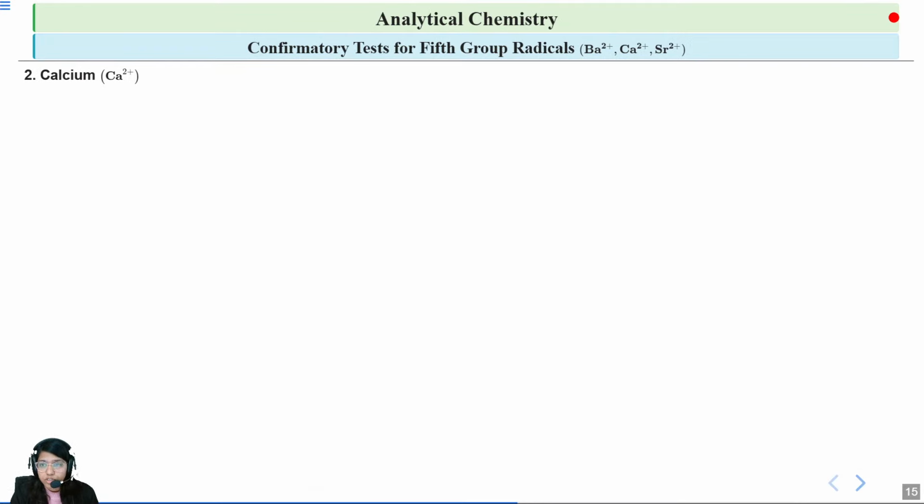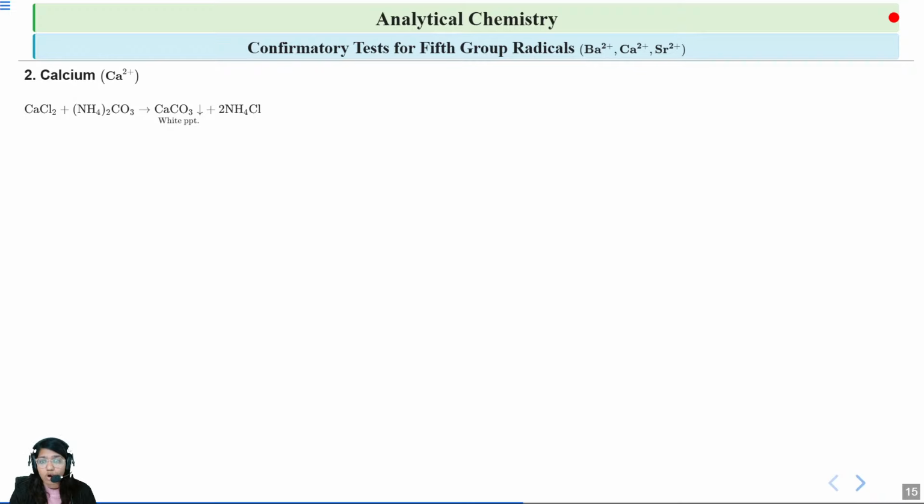And now let's see the reactions for calcium ions, that is Ca2+ ions. Calcium chloride reacts with ammonium carbonate to form a white precipitate of calcium carbonate CaCO3, which is a common example of a double displacement reaction. The calcium ion from calcium chloride CaCl2 combines with the carbonate ion from ammonium carbonate (NH4)2CO3 to form insoluble calcium carbonate CaCO3, while the ammonium and chloride ions remain in solution as soluble ammonium chloride NH4Cl.